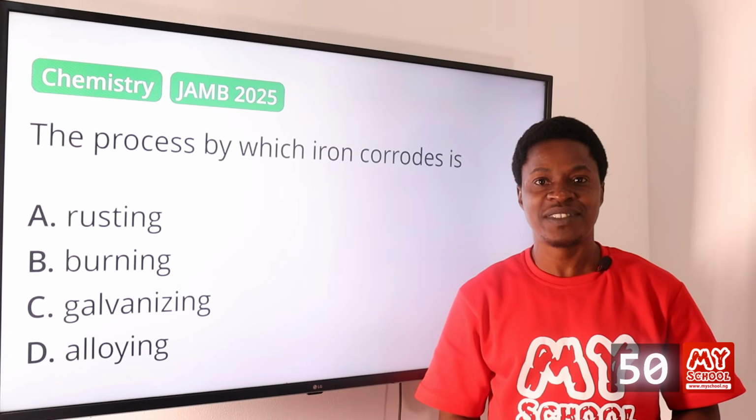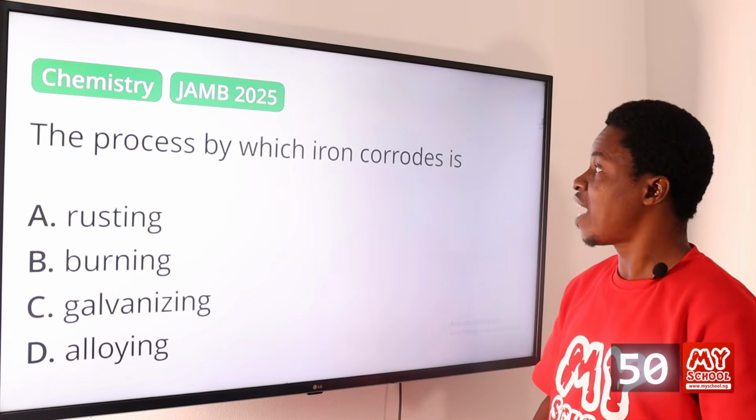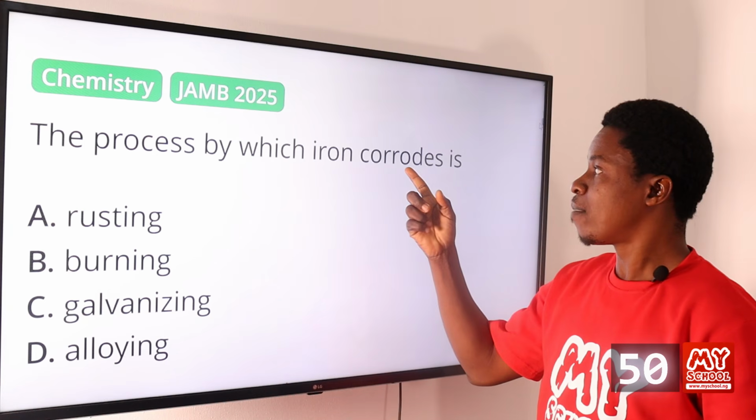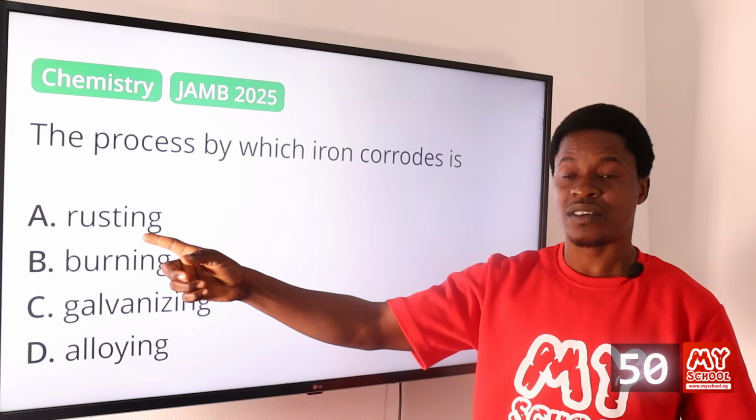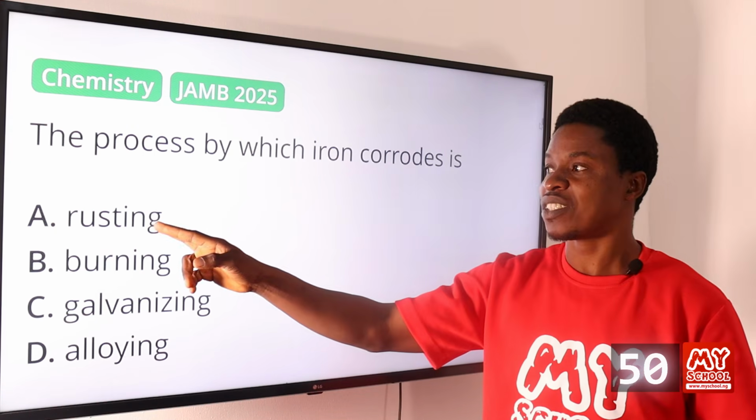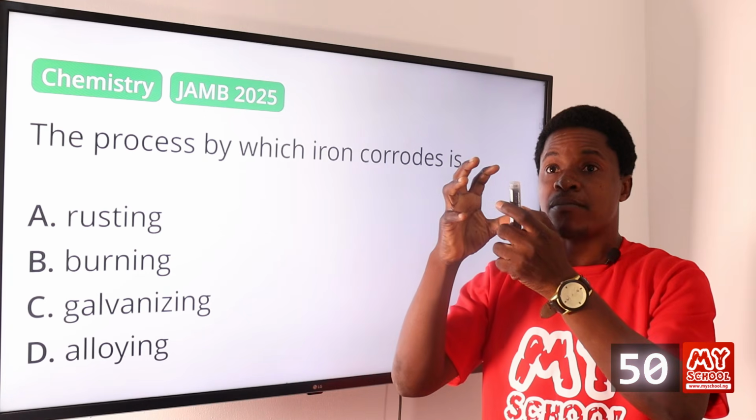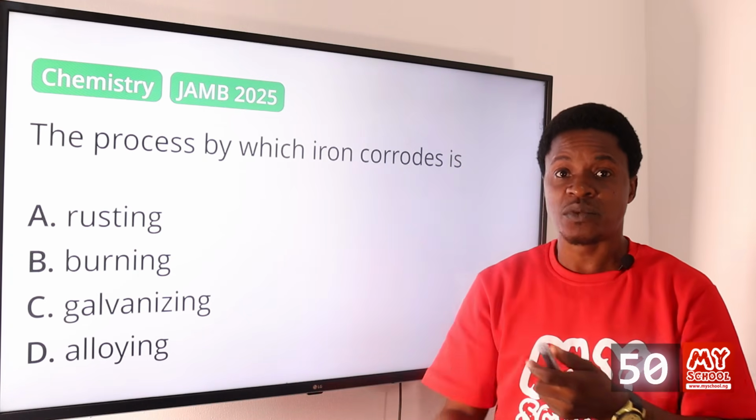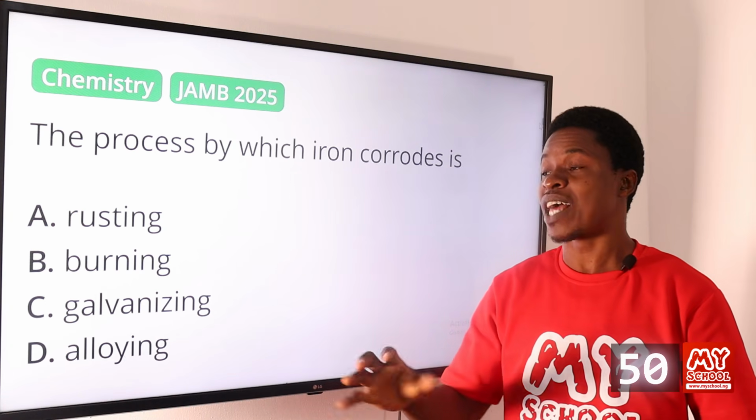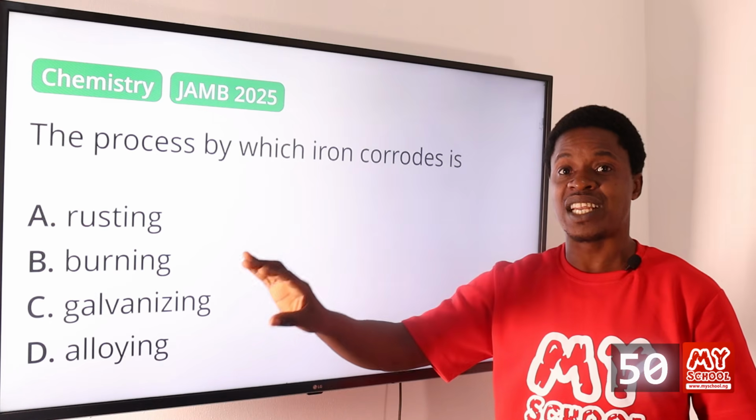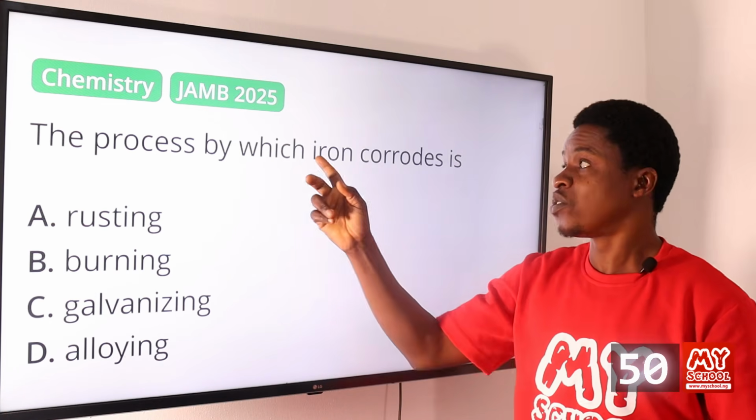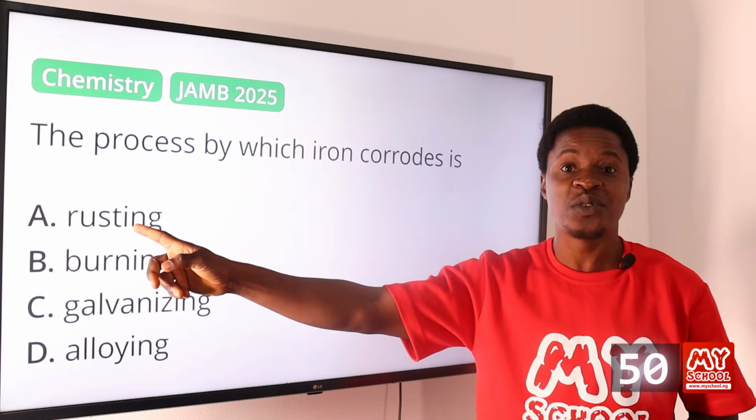Now question number 50. The process by which iron corrodes is what? Corrosion is a way of rusting. Option A says rusting. The process by which iron corrodes is rusting, because in that process the iron reacts with oxygen as well as moisture. Once it reacts with oxygen and moisture, rust sets in. That's a chemical change, so it is corrosion. So iron corroding is also known as rusting.